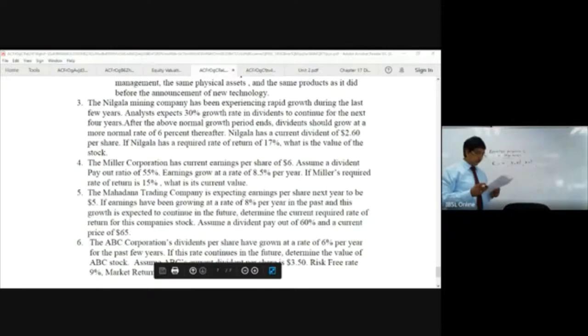Assume a dividend payout of 60% and a current price of 65. So the P0 is 65. Payout is 60%. So we can say 1 minus b is 60%.